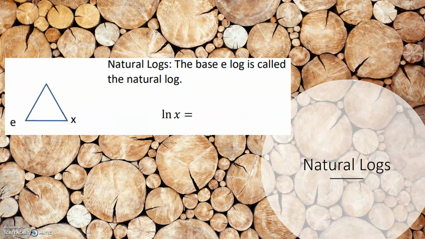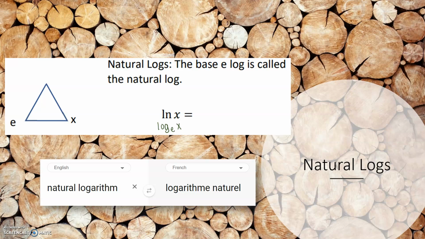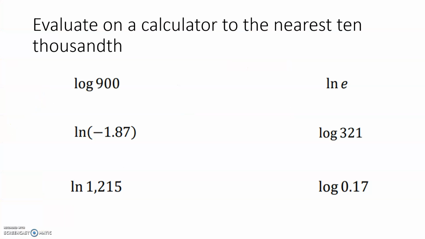The other kind of special log is called the natural log. The natural log is base e, and we don't usually write base e, but this would be equal to log base e of x. We just don't usually write it that way. We usually write natural log. If you're wondering why it's ln and not nl for natural log, it's because it comes from the French. So in French, you would say the word for log before you would say the word for natural.